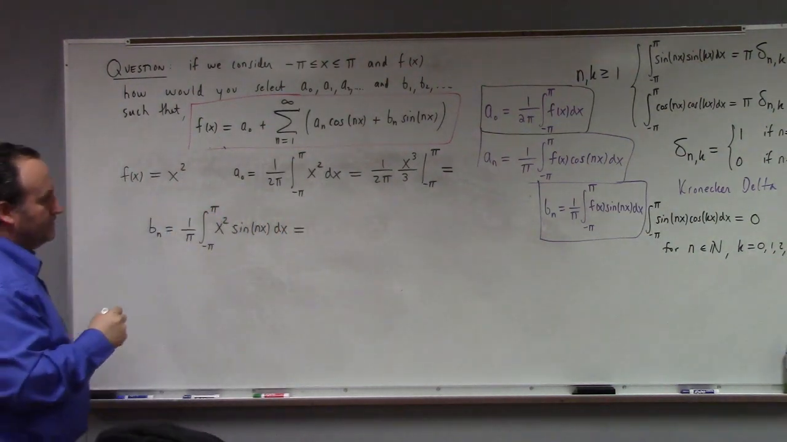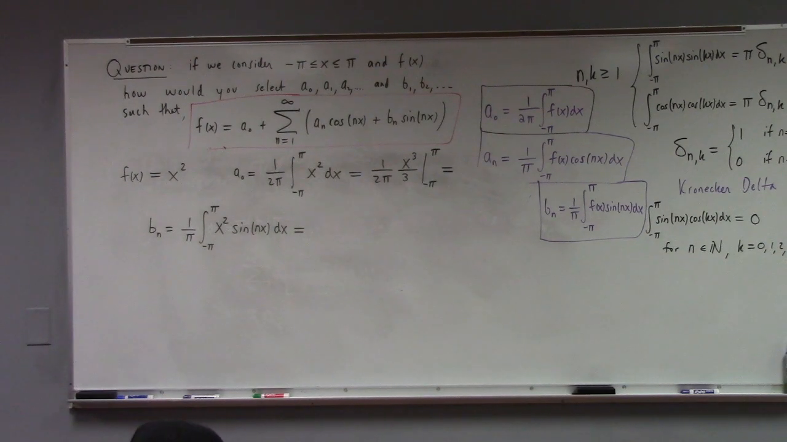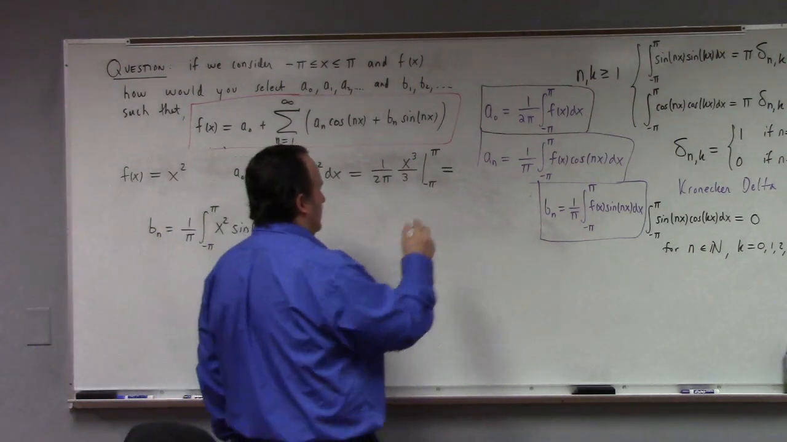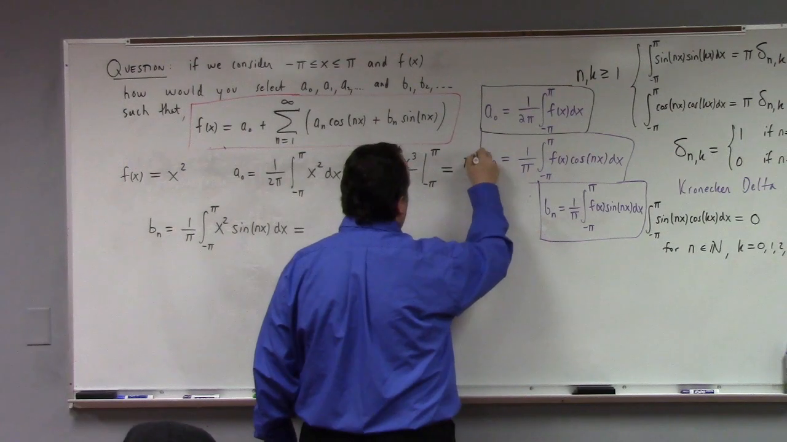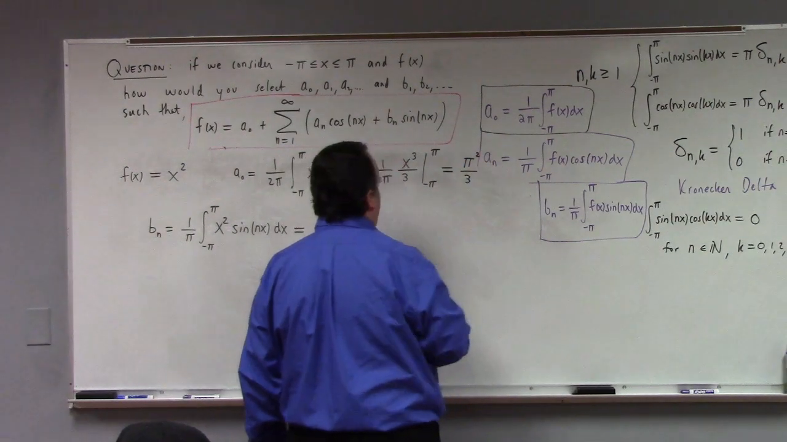So what did you guys get? Oh, it's not 0. Pi squared over 3. Yeah, that's pi squared over 3. So this works out to pi squared over 3, you say? Yeah. All right, I hope you're right.